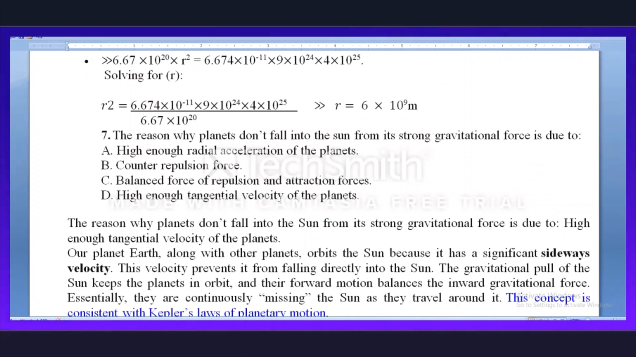Number 7. The reason why planets do not fall into the sun from this strong gravitational force is due to: choice A, high enough radial acceleration of the planets; choice B, counter repulsion forces; choice C, balanced forces of the repulsions and attraction forces; choice D, high enough tangential velocity of the planets.